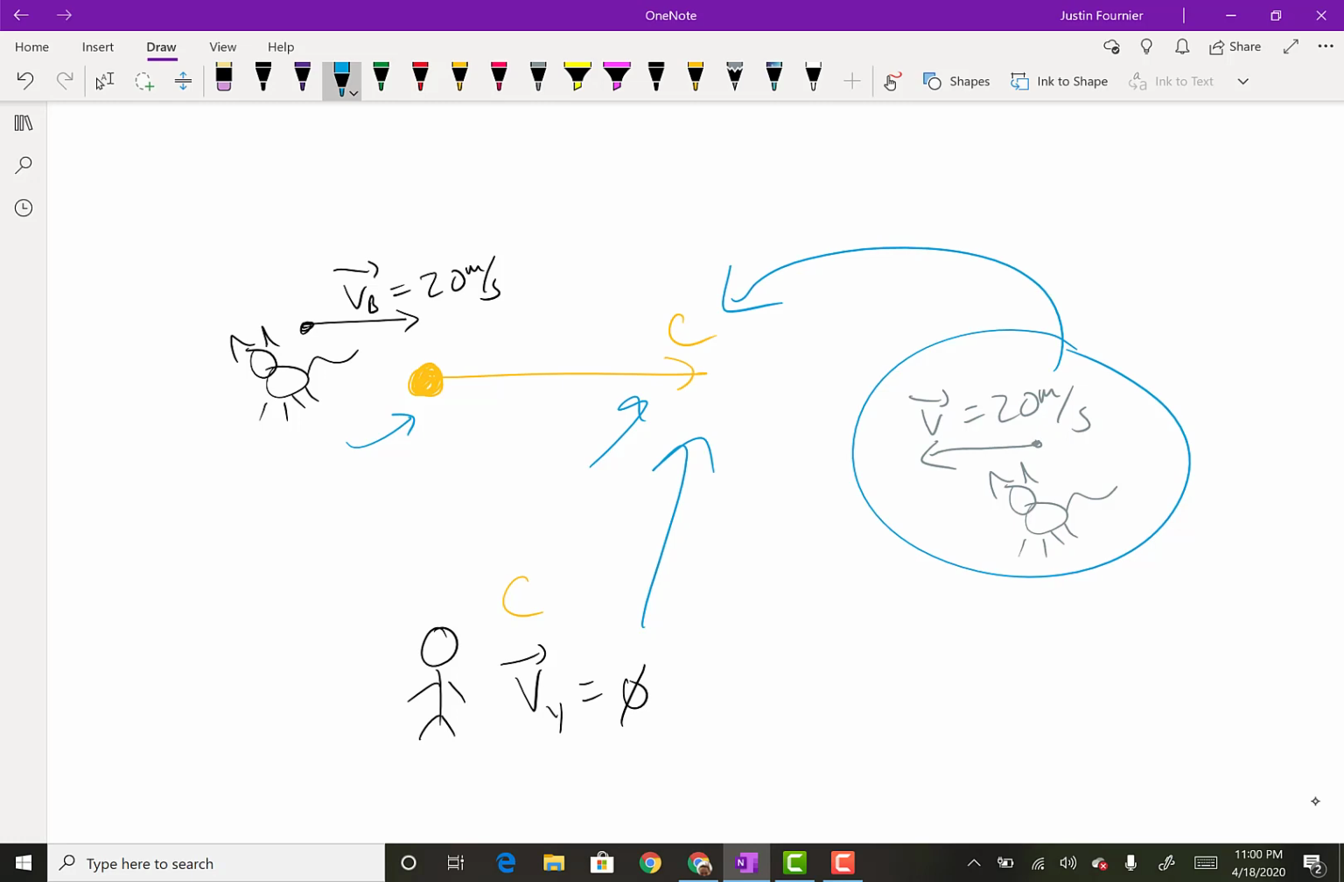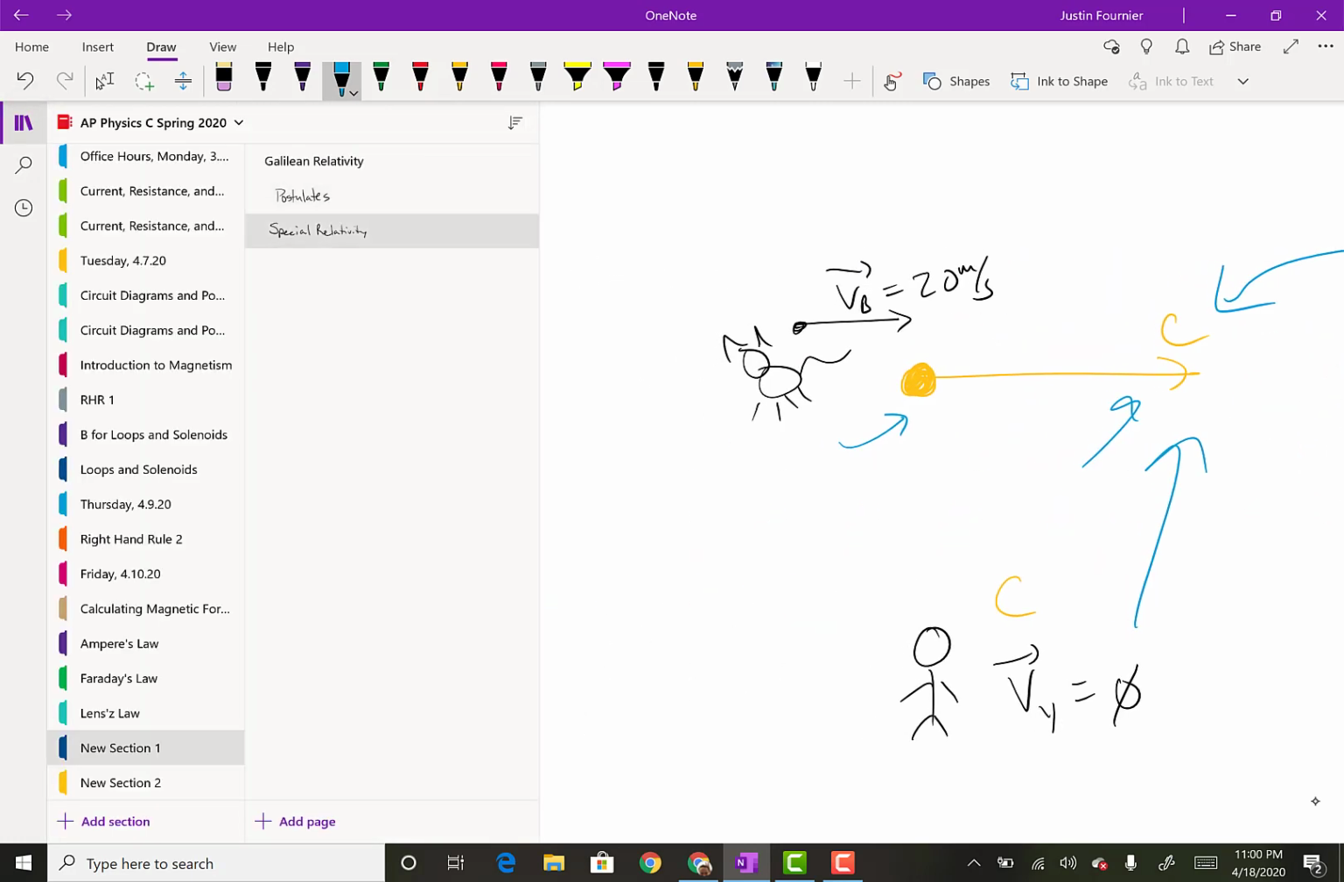So that's what Einstein's saying, is that a chunk of light, or light in general, everybody measures it as going c, the speed of light in a vacuum, 3 times 10 to the 8 meters per second. And then he said, okay, what are the consequences of this? Here we go.